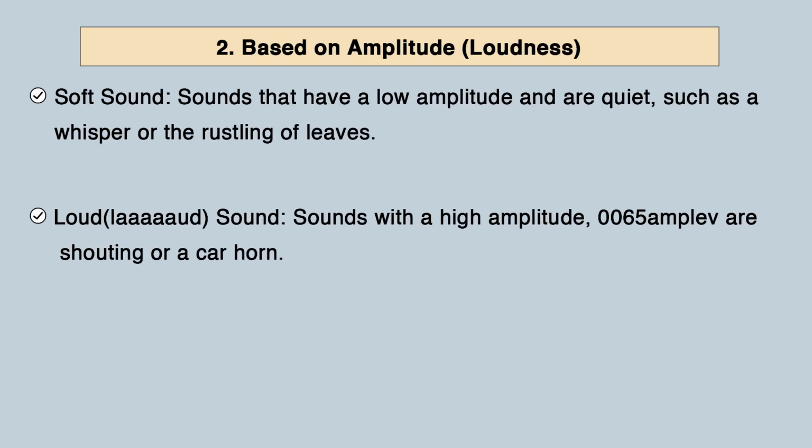Based on amplitude, sounds are classified into two categories. First is softer sound and second is louder sound. Softer sounds have low amplitude and are quiet, such as whispers. Louder sounds, with high amplitude, belong to the other category, for example shouting and a car horn.